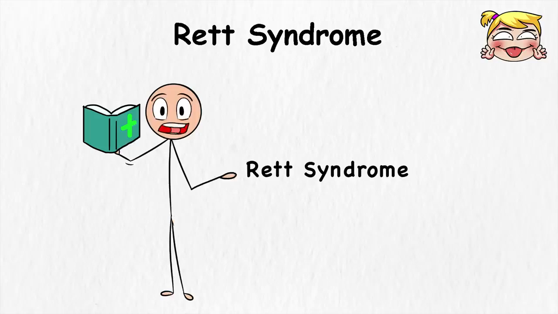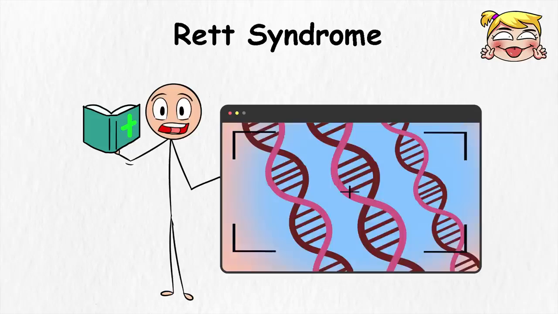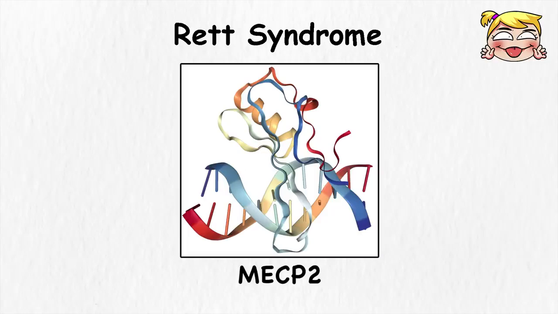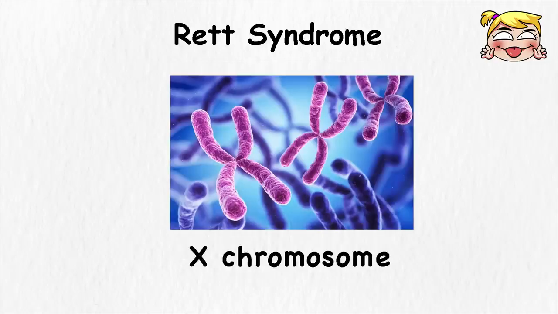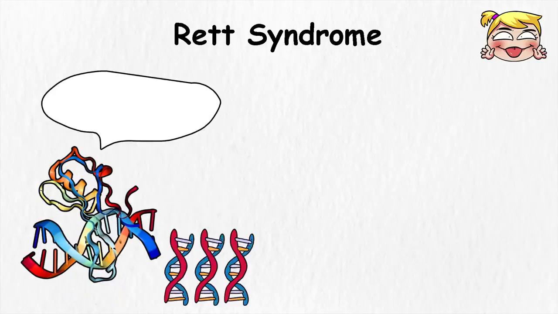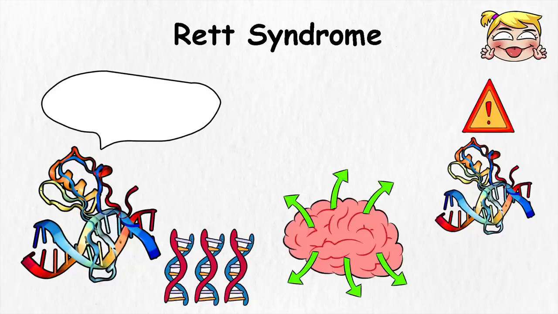To understand Rett syndrome, we have to zoom in, way down to the microscopic world of genes. The villain of this story is a mutation in a gene called MECP2, which lives on the X chromosome. This gene acts a bit like the boss of the brain's communication system, regulating how other genes behave. When MECP2 gets messed up, the brain's development, which is supposed to be a symphony of precise signals, turns into a chaotic jumble.